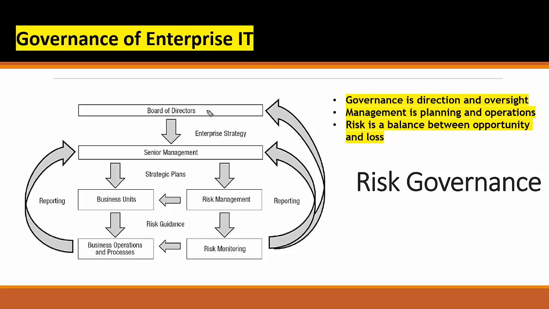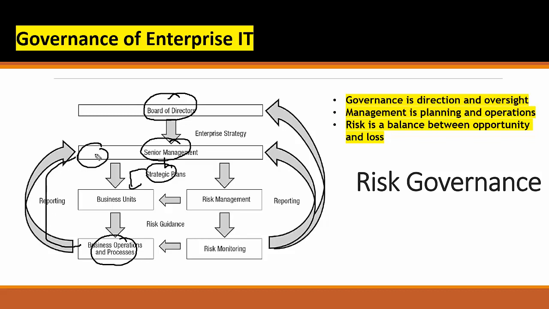Now, in this diagram, you can see we have a board of directors. They appoint senior management. Senior management creates a strategic plan, which is executed through the business units. And whatever the execution is, the output reporting goes to senior management, and they validate and verify whether it meets the mission and vision.